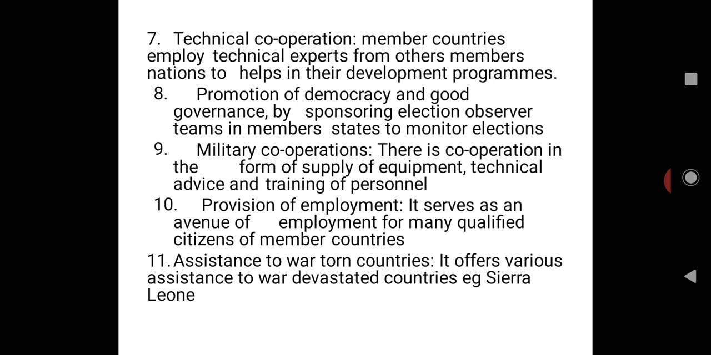Another benefit we get from becoming a member of Commonwealth is the assistance to war-torn countries. Commonwealth of Nations has rendered assistance to various war-torn devastated countries. A typical example is Sierra Leone, where the Commonwealth as a body has rendered assistance to that country.